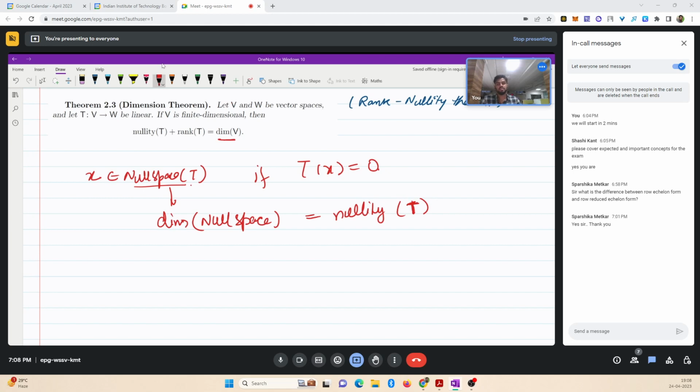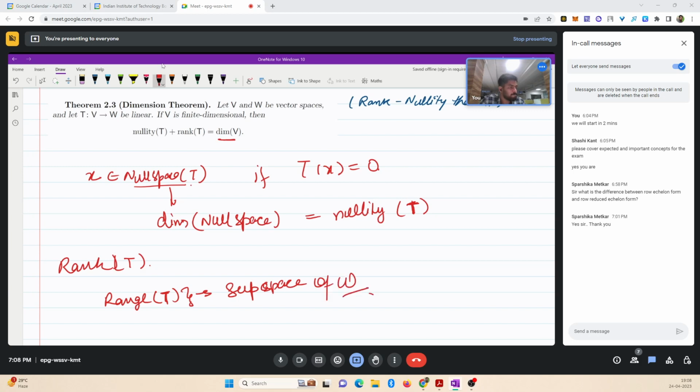This is one thing. Second thing was rank. What is rank of T? So you have range of T, some range space of T. If you took a transformation T, you obtained some result. So whatever is the range space of T, this is also a subspace of W. This would now form a subspace of W.